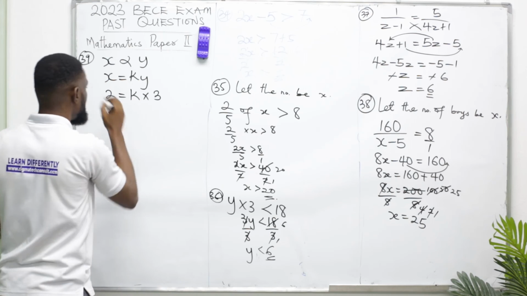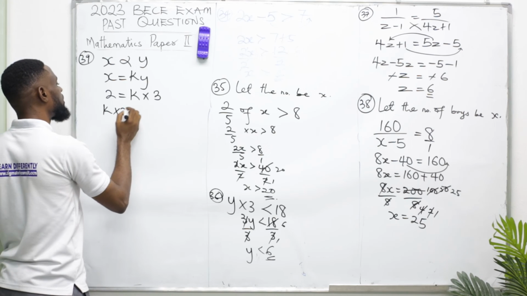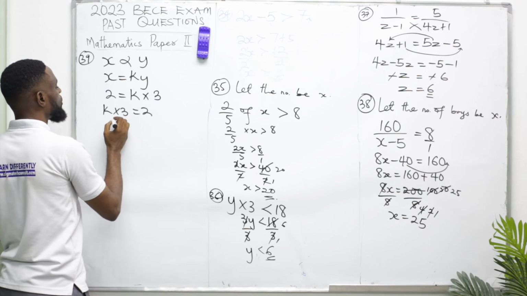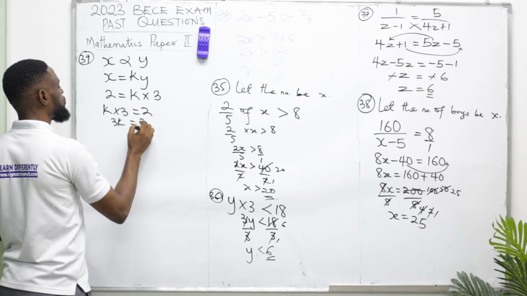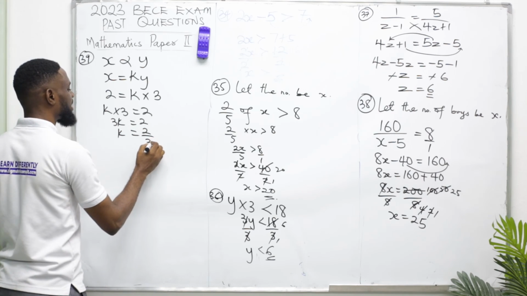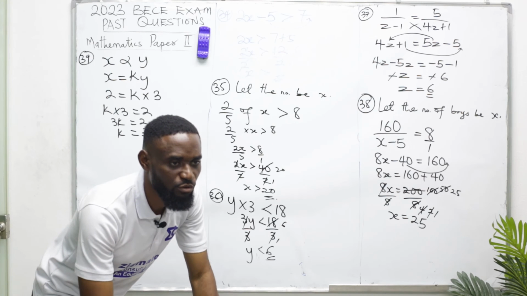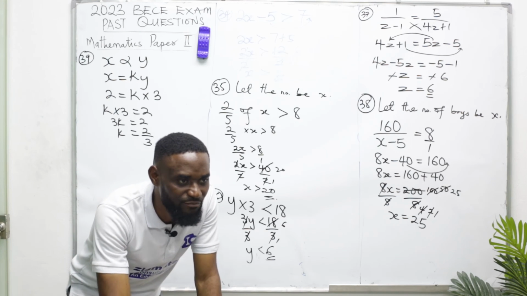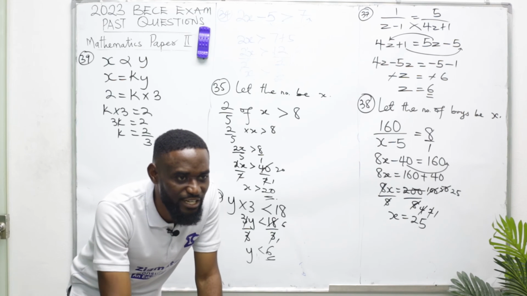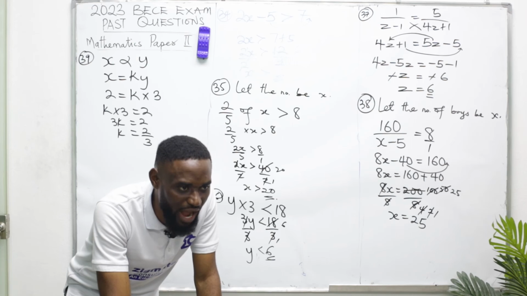So what that means is k times 3 is equal to 2. So 3k is equal to 2, right? So k is equal to 2 over 3. k is equal to 2 over 3. So they're asking us to find the formula connecting x and y.